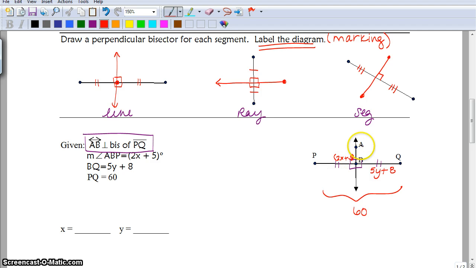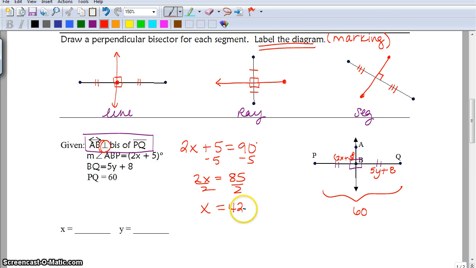Well, guys, this one is talking about the angle. Good thing I marked my right angle, because now that tells me that I can set 2x plus 5 equal to 90 degrees because we were given this perpendicular. I didn't assume it. It's because of that word perpendicular. So I subtract 5. 2x is equal to 85. Divide by 2, and x is equal to 42.5.